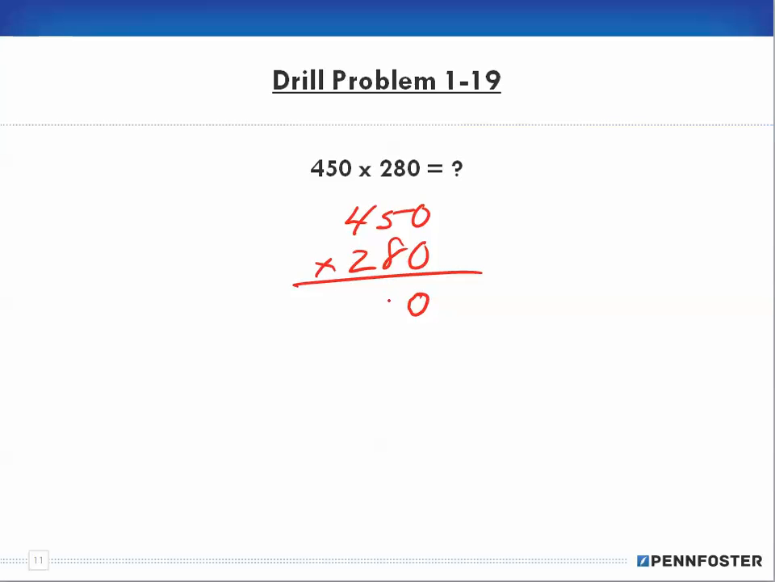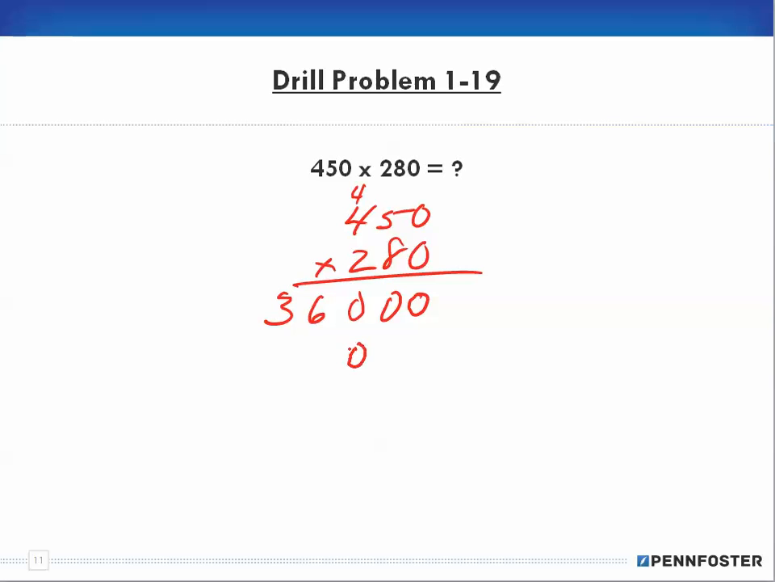Right? 8 times 0 is 0. 8 times 5 is 40. Carry my 4. 8 times 4 is 32, plus 4 is 36. Okay, now I'm going to start underneath the hundredth spot here. Remember, this was the zeros. This was the 10 for the 8. Now I'm going to start here on the next line, all right, for my hundredths.